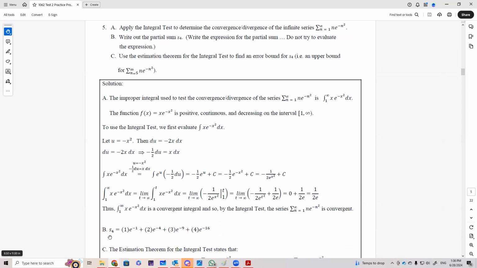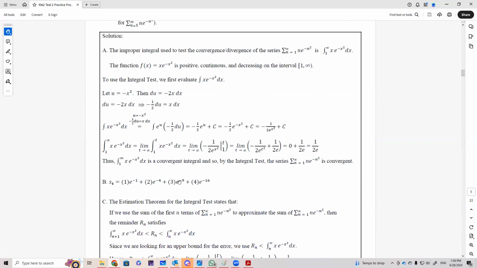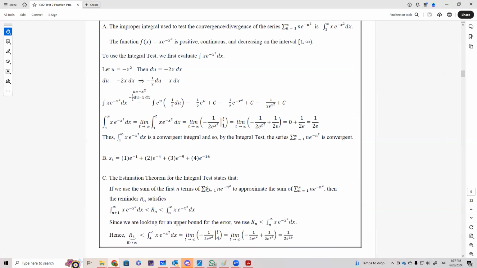Now, to write the 4th partial sum, I just got to write the first 4 members of the sum. So 1 times e to the minus 1, 2 e to the minus 4, 3 e to the minus 9, plus 4 e to the minus 16. Those are the first 4 terms. How much this is, I don't know. And if you are doing it on the exam, you don't have a calculator with you, you don't necessarily have to write a number. You can just plug this in and that'll be enough.